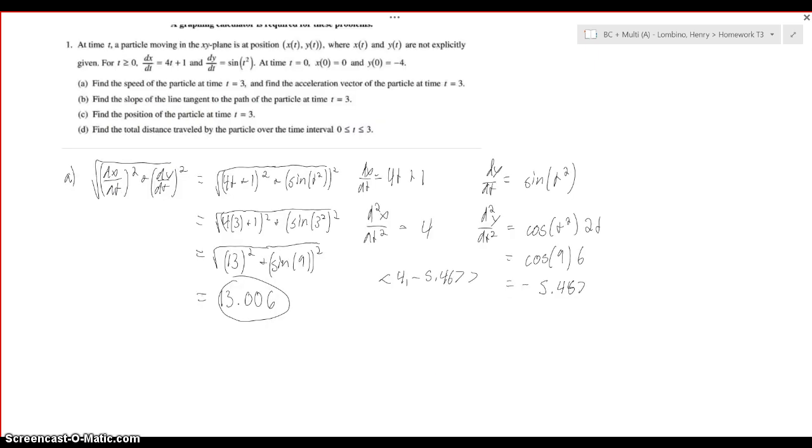Alright, so now let's move on to part B. Part B is going to take a little bit faster. Okay, so for part B, we're supposed to find the slope of the line tangent to the path of the particle at time t equals 3. So what are we looking for? What is the slope?